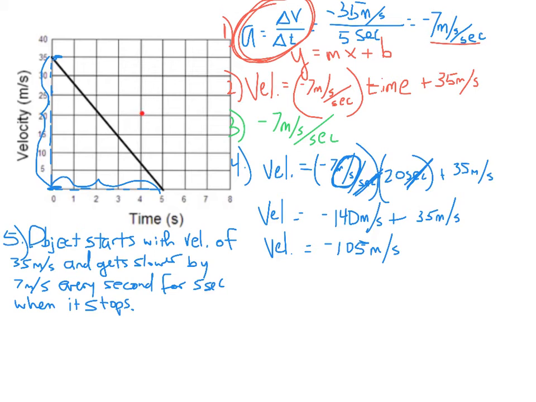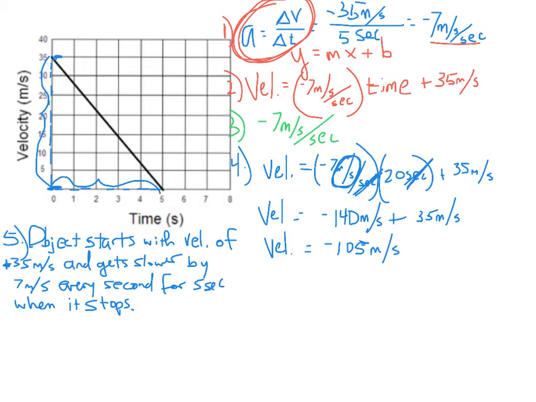Remember, there is one thing that a VT graph cannot tell us. One thing. The VT graph cannot tell us what? Position. It cannot tell us position, ever. So we can't say where the object started, but we can say the object starts with a velocity of, oh, I just noticed something. Shame on me. I forgot to write the positive on there. Positive 35 meters per second.